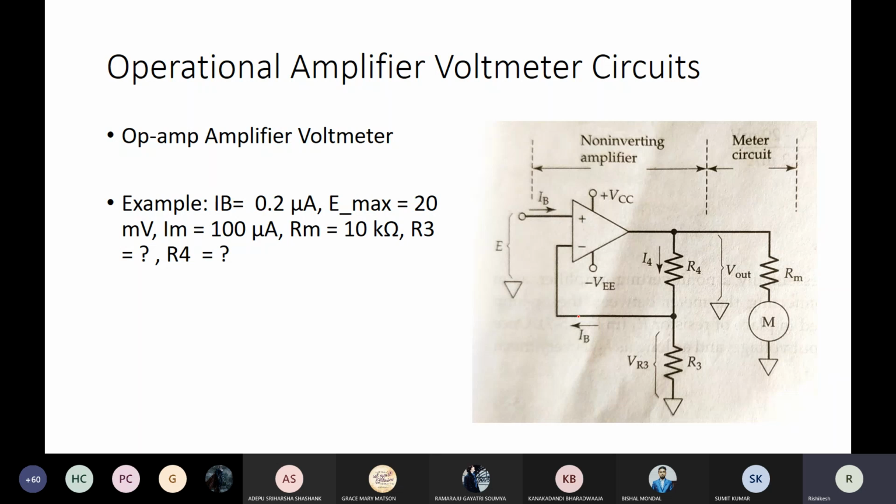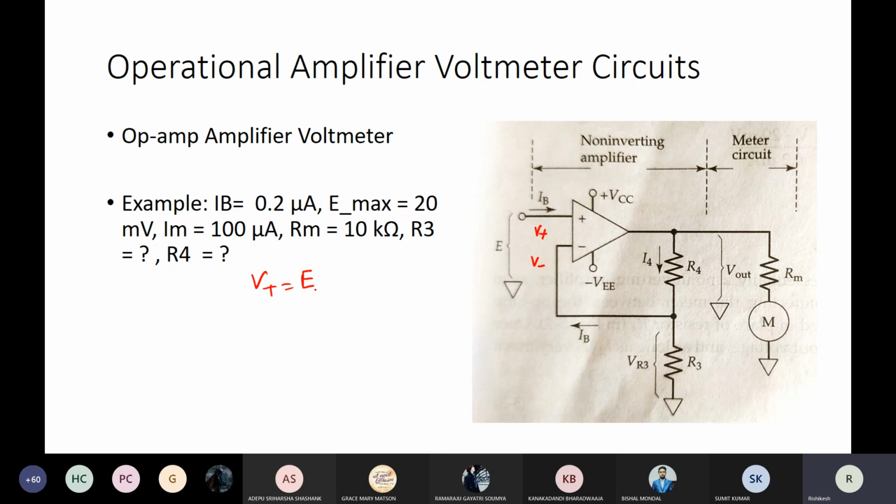So what is this? This is a non-inverting amplifier. Have you studied this non-inverting amplifier? Don't remember that much, sir. Okay. So again, apply the same analysis. V positive, V negative. What is V positive? It is E in this.